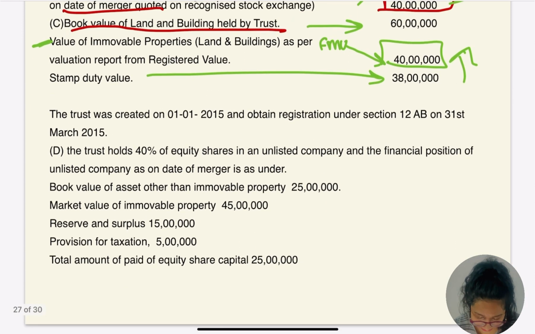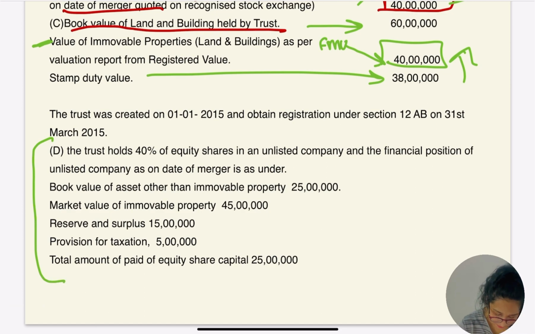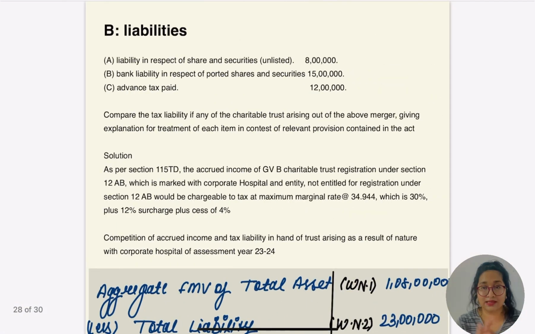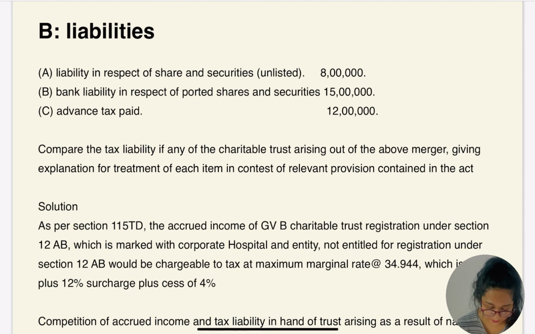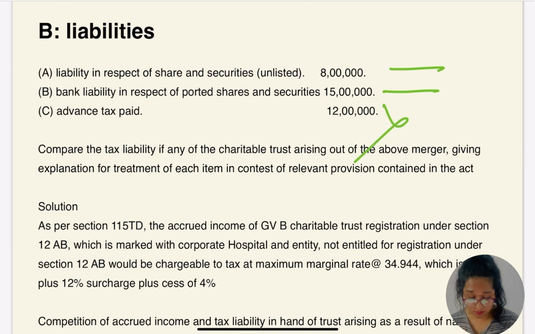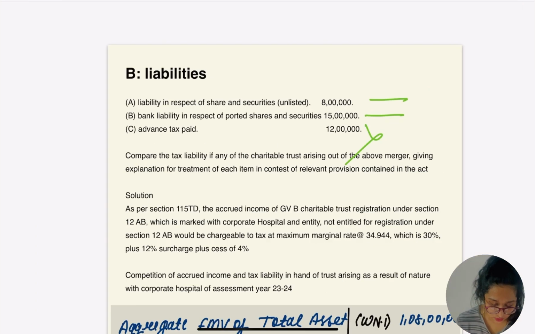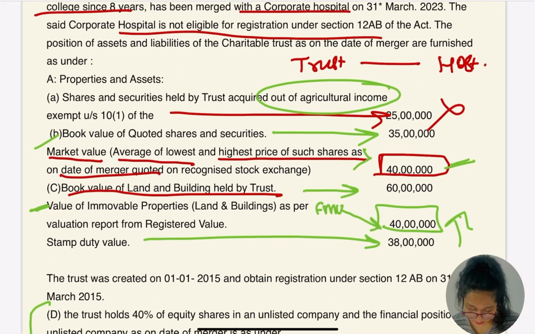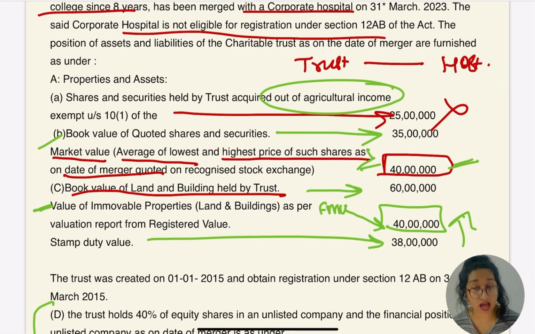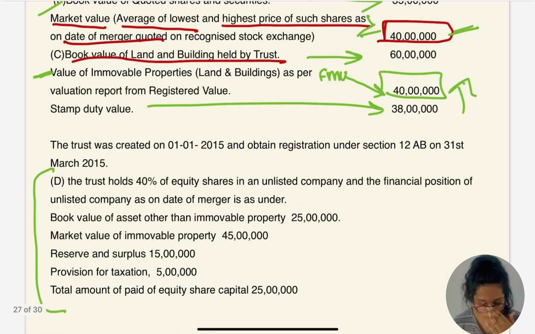Let's go for the other part, guys. Let's go for the final thing and not make it that complicated. We have liabilities with us, which is going to be 8 lakh. Liability in respect of unlisted shares and securities, and bank liability in respect of quoted shares and securities, which is again 15 lakh. Can you tell me, is advance tax going to be included? No, so this part is not going to be here. So this was super clear, right? We have taken 40 for the equity shares, the average, and 40 for the value of immovable property. Let's go for one more point.